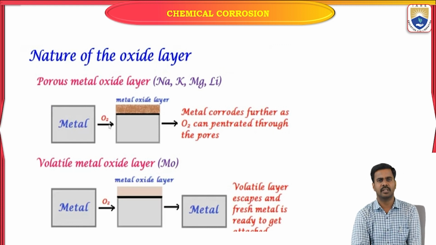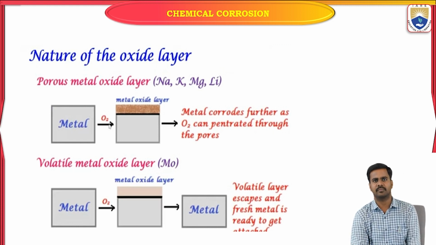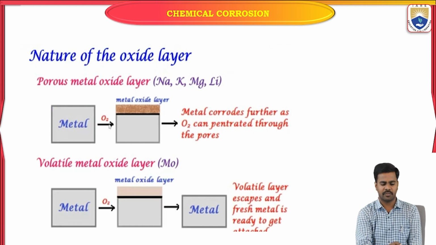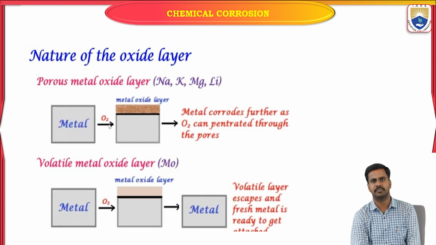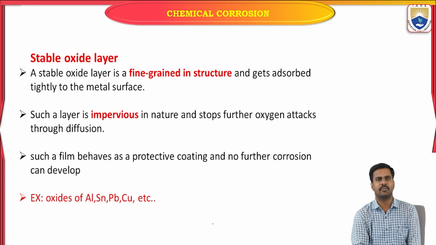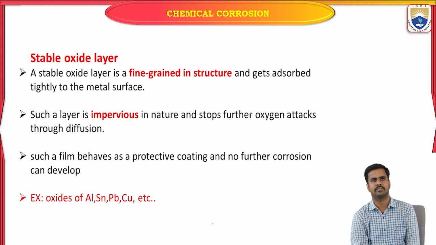Next one is the volatile metal oxide layer. So especially molybdenum. Molybdenum forms this type of metal oxide layer. So the volatile layer escapes and fresh metal is ready to get attacked. So in this case also the rate of corrosion increases gradually.